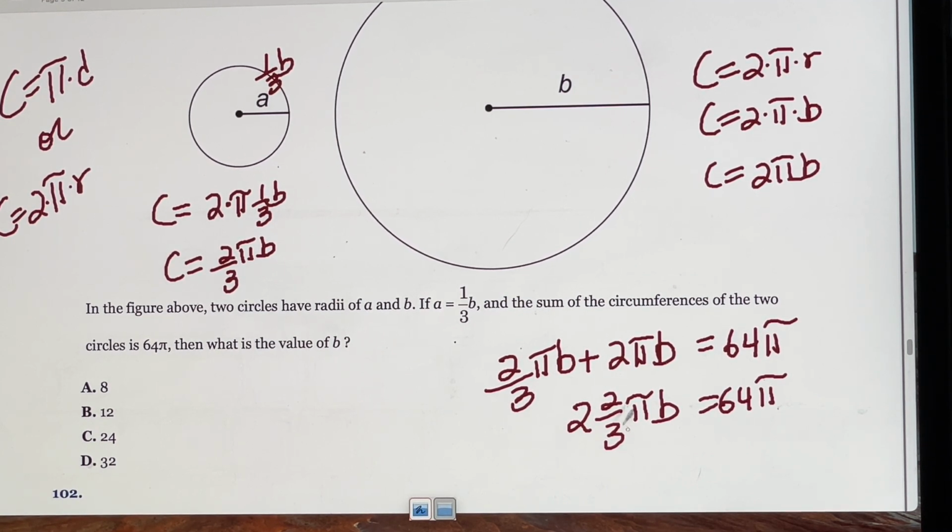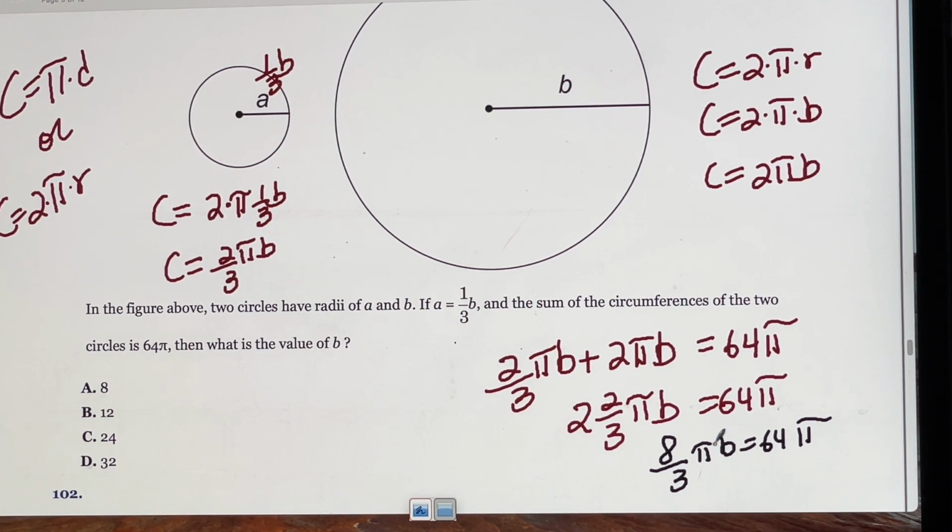I think it's easier if you change that to an improper fraction, which is what I'm going to do. 3 times 2 is 6, so this becomes 8/3 pi B equals 64 pi. We're getting there. We can divide both sides by pi, or literally cross one pi out from each side. So now we have 8/3 B equals 64, right?